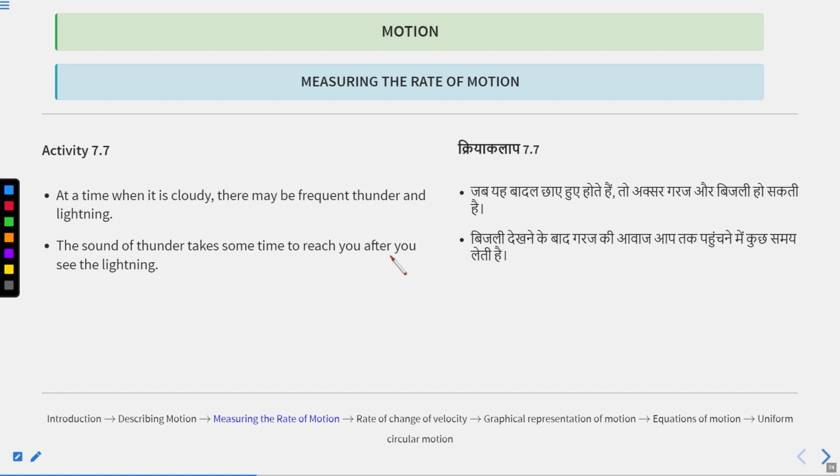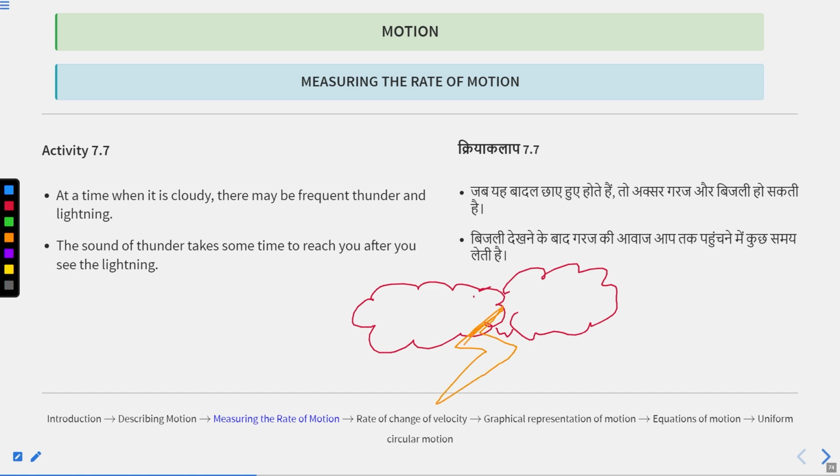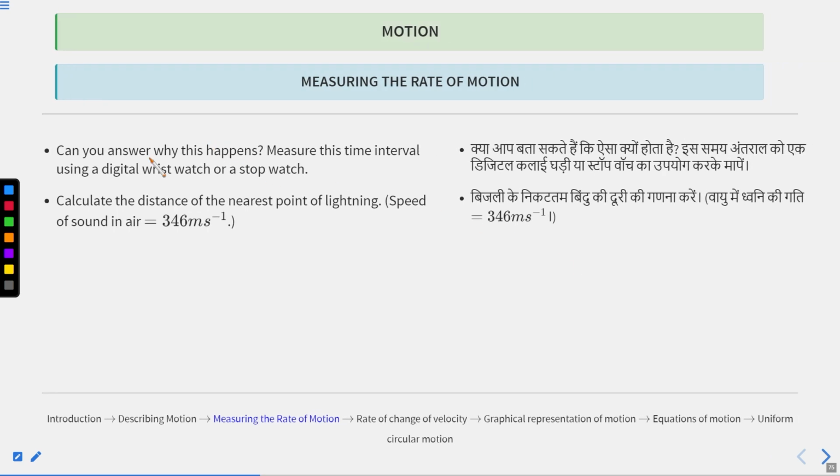Activity number 7.7. There is another activity, and what this activity says: at a distance, when it is cloudy, there may be frequent thunder and lightning. The sound of thunder takes some time to reach you after you see the lightning. We have observed that we first see lightning, then we hear the sound of thunder. We know that. So, can you answer why you first see the lightning, then you hear the thunder?